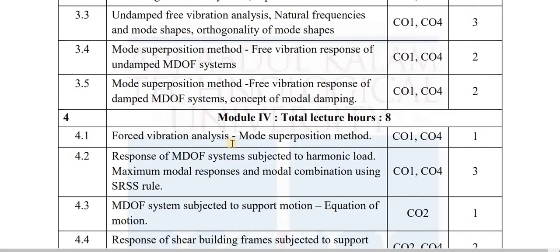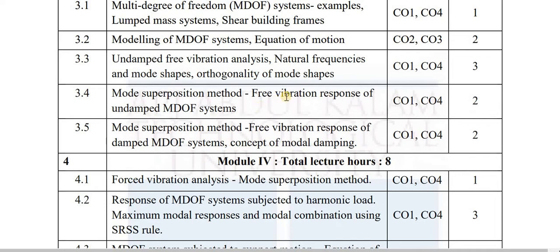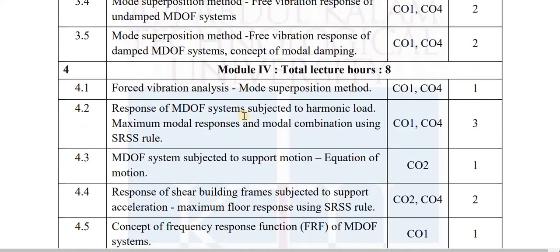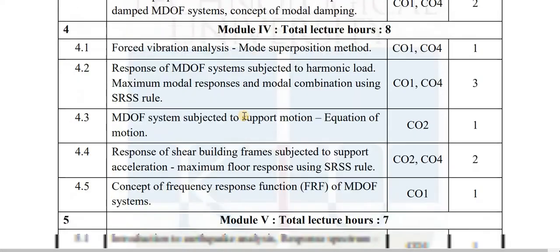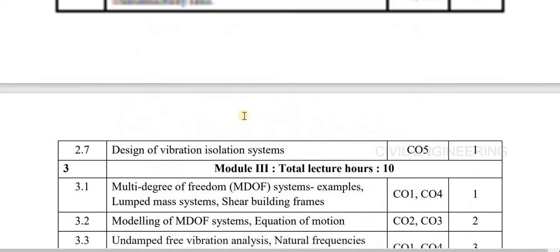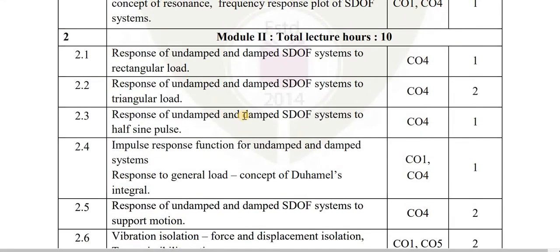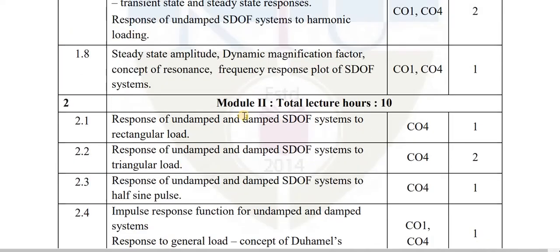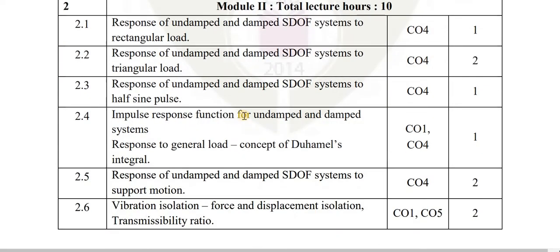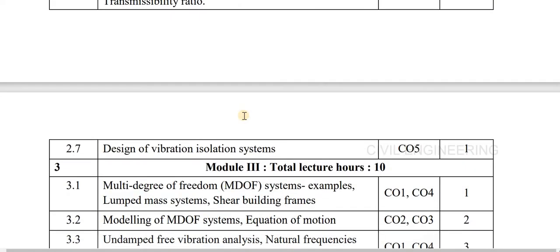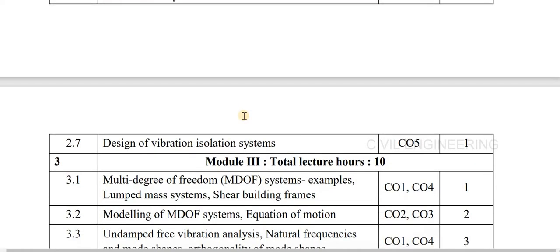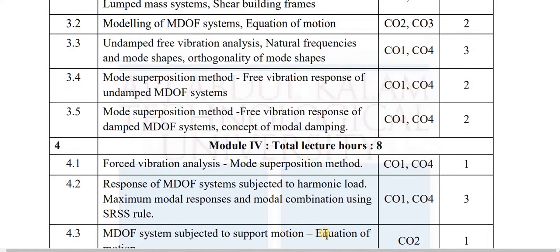In the third module we will mainly be studying the free vibration of an MDOF system, and in the fourth module we will be studying the forced vibration. Same as we covered in the first and second modules, the theme will be the same. We had free vibration of the SDOF in the first module. Then we studied different types of load and found the response. Similarly, we will be studying here also.